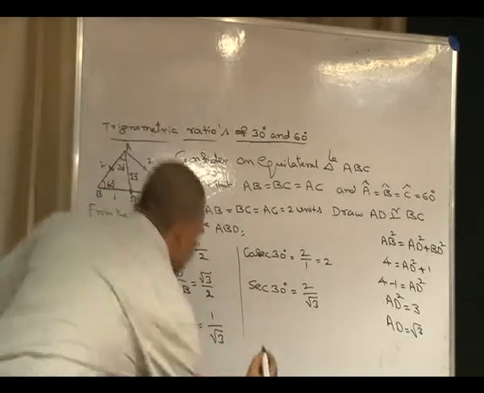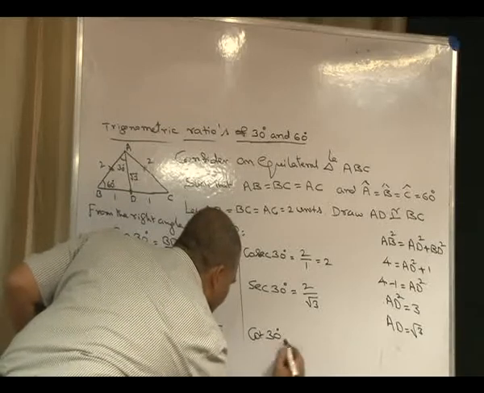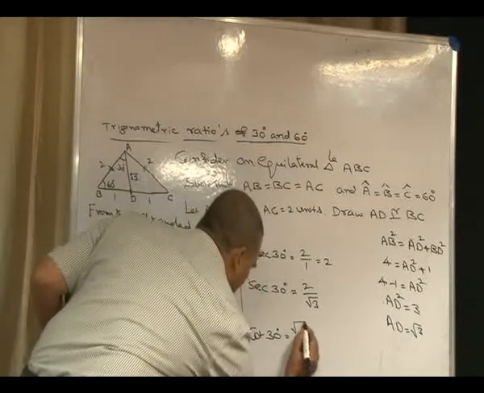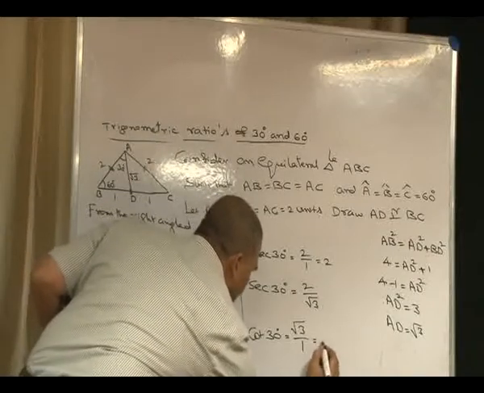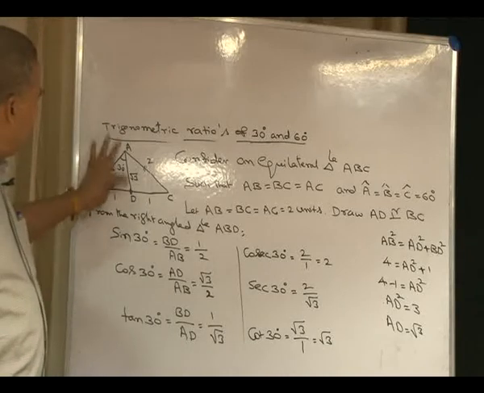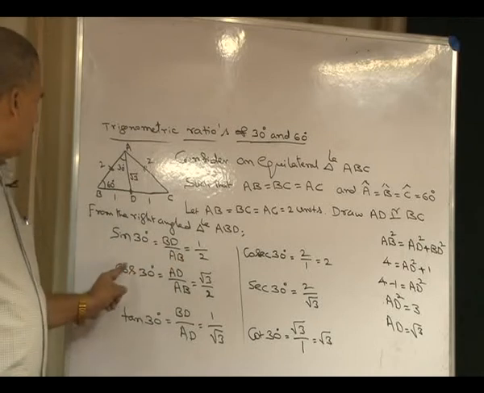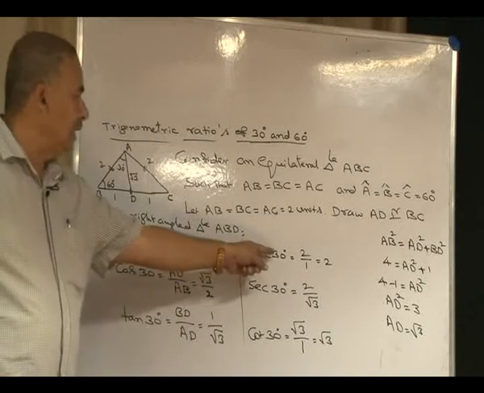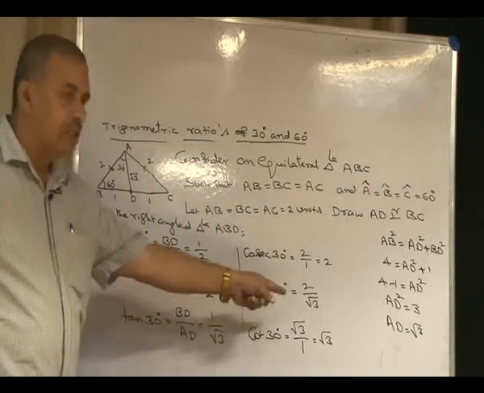Next, cot 30 degrees. Cot 30 degrees is equal to adjacent side, that is root 3, by opposite side, which is 1, that is equal to root 3. From the triangle ABD, the value of sin 30 is 1 over 2, cos 30 is root 3 by 2, tan 30 is 1 by root 3, cosecant 30 is 2, secant 30 is 2 by root 3, cot 30 is root 3.